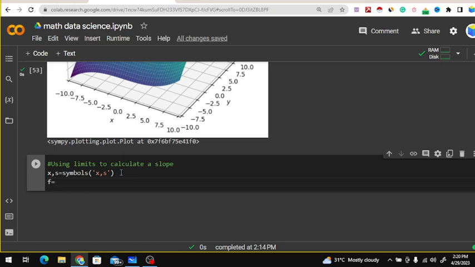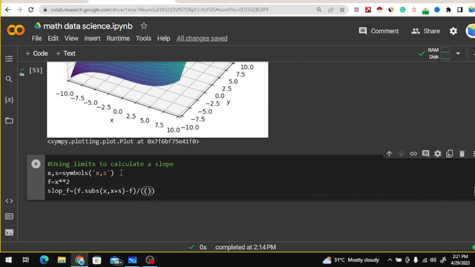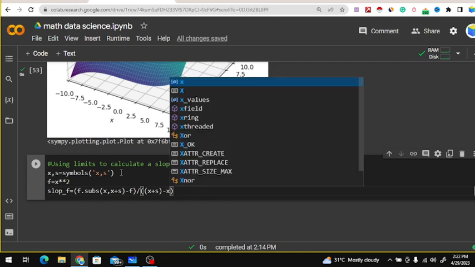Now we declare the function f equal to x squared. Now we create the slope by substituting into the function: slope_f equals f.subs(x, x plus s) minus f, and the whole must be divided by (x plus s) minus x. So we have created the slope.